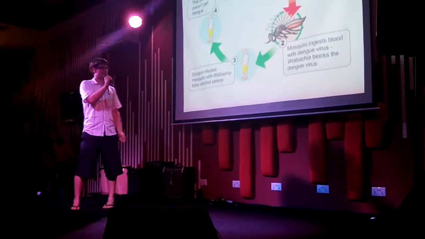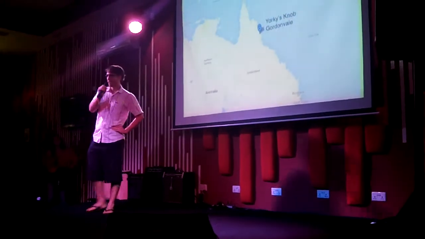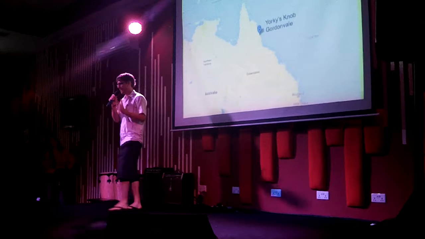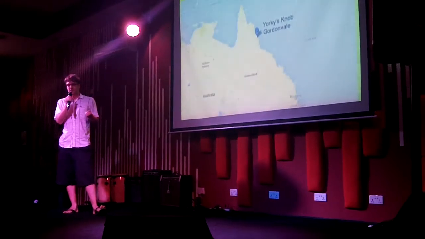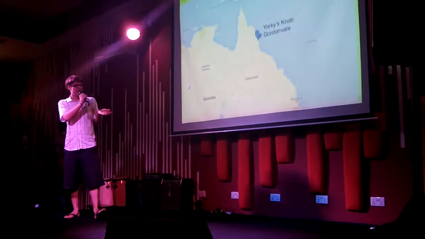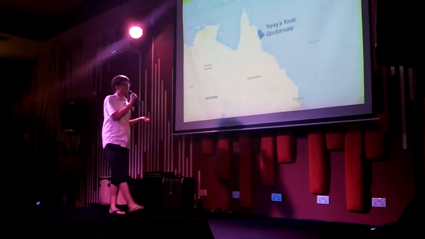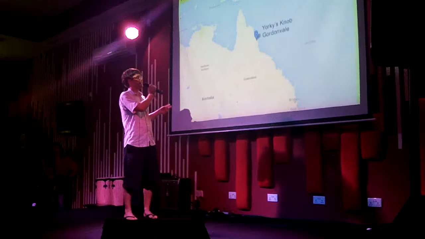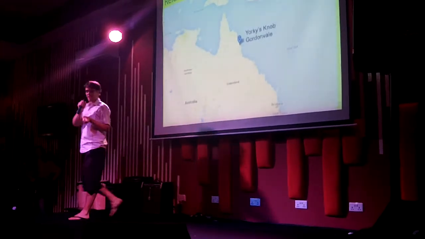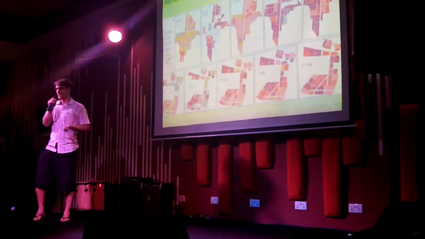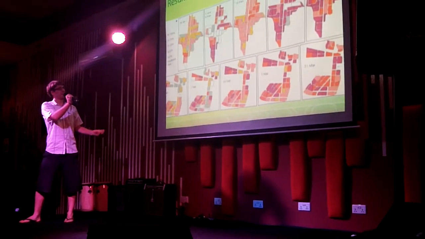So what their plan was, they thought, if we could breed up a whole lot of these Wolbachia mosquitoes and release them into a wild population, it would spread and replace all of the normal ones. All the mosquitoes would become infected, and dengue couldn't live anymore. So in 2011, they did a release at these two places in my home country, Yorkeys Knob and Gordon Vale, which is where cane toads were catastrophically released in 1935.